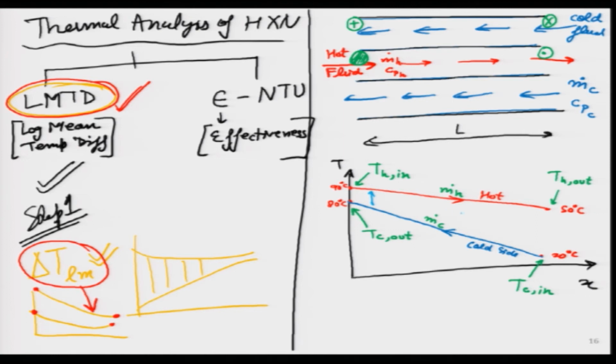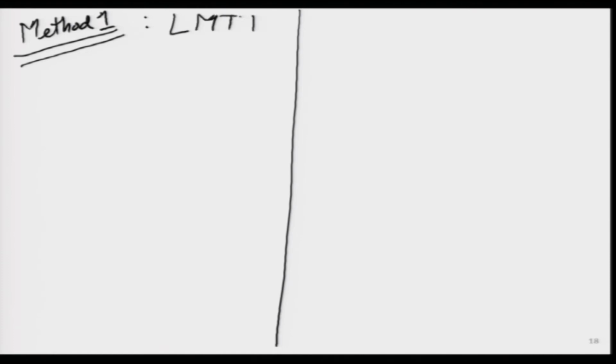Is it this? Is it this? Do I add these 3 and take the average? Is it like the arithmetic mean, or does the logarithmic mean have a different meaning? So, for that I will start this method number 1, which I will write over here, and this I will call the LMTD, which is the log mean temperature difference. And let us do a differential analysis.